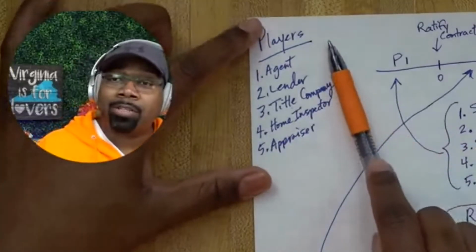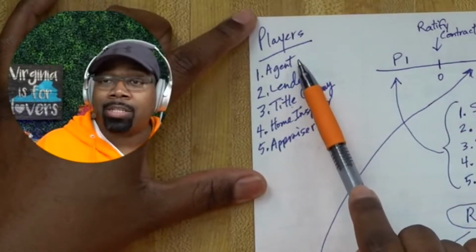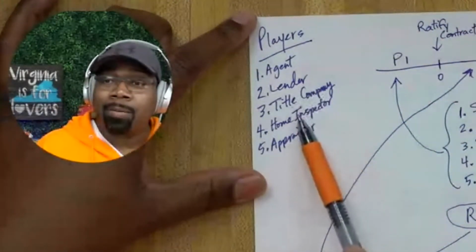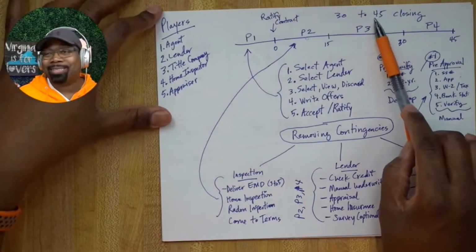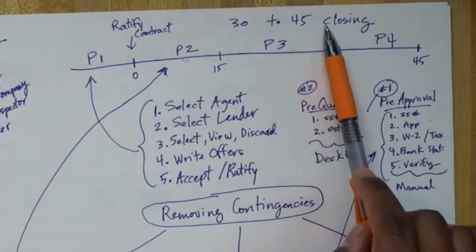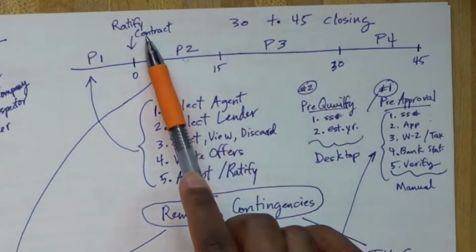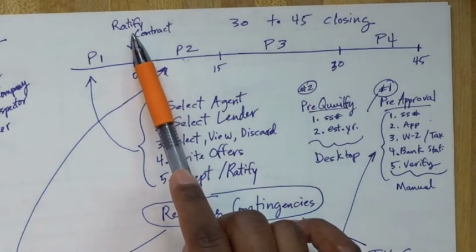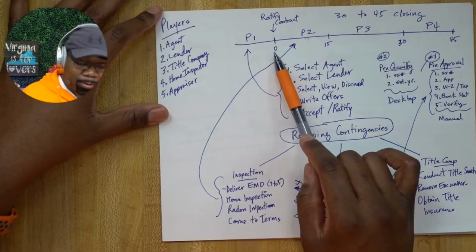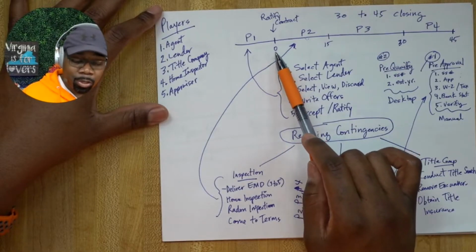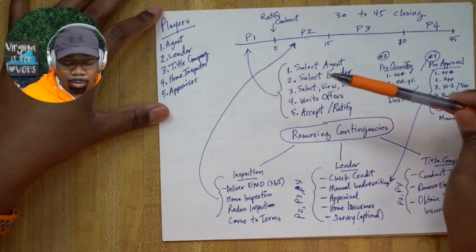Okay, so we have the players in a real estate transaction: the real estate agent, realtor, then we have the lender, title company, home inspector, appraiser, right? A traditional real estate process takes about 30 to 45 days from the date of ratification, right? Or the date that you go under contract. This is the date that you and the seller have agreed on moving forward with you buying the seller's property and you giving the seller money.